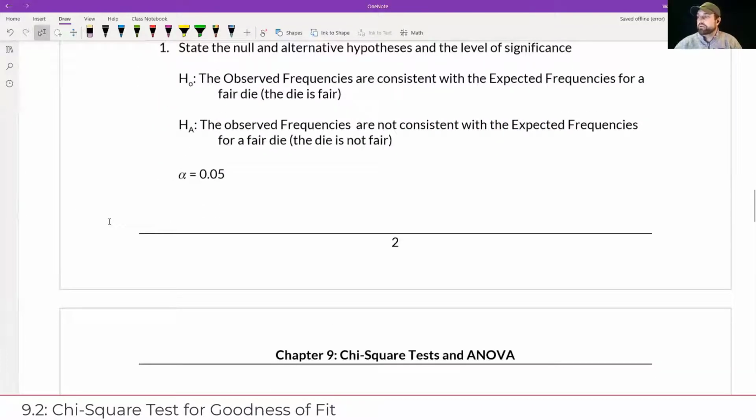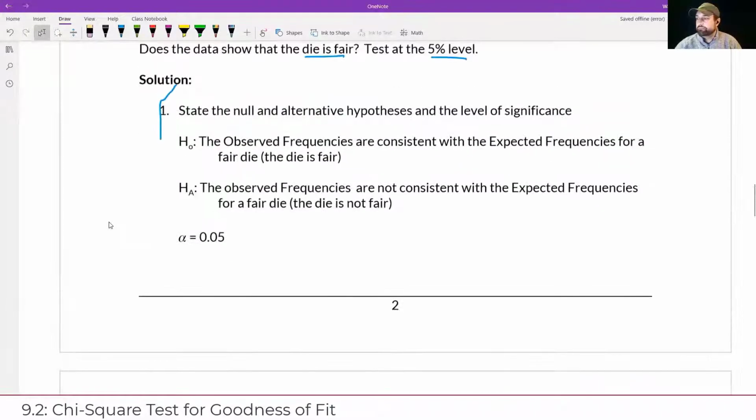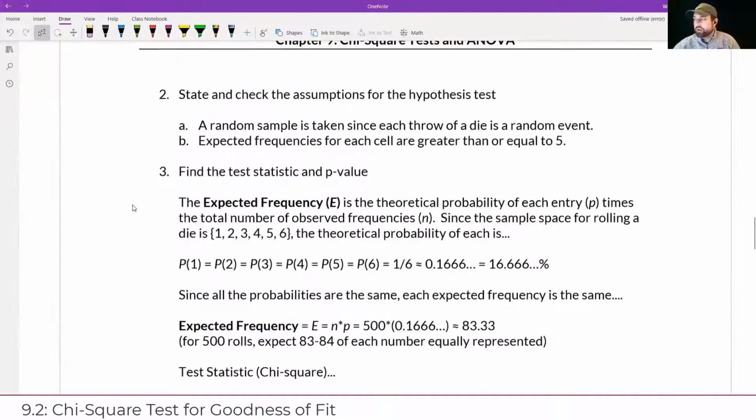So state the null and alternative hypothesis. We got that. The null hypothesis is that it's consistent. The alternative is that it's not consistent, and we're testing at the 5% level. We do have a random sample taken, and the frequencies are greater than 5. So that means good, we can proceed.